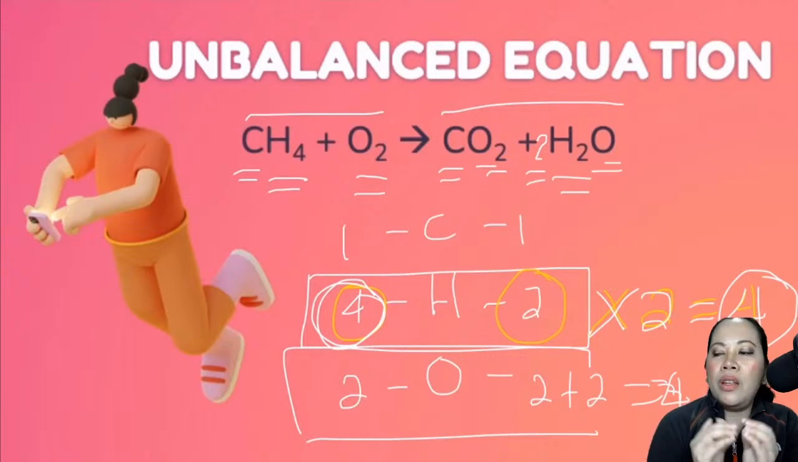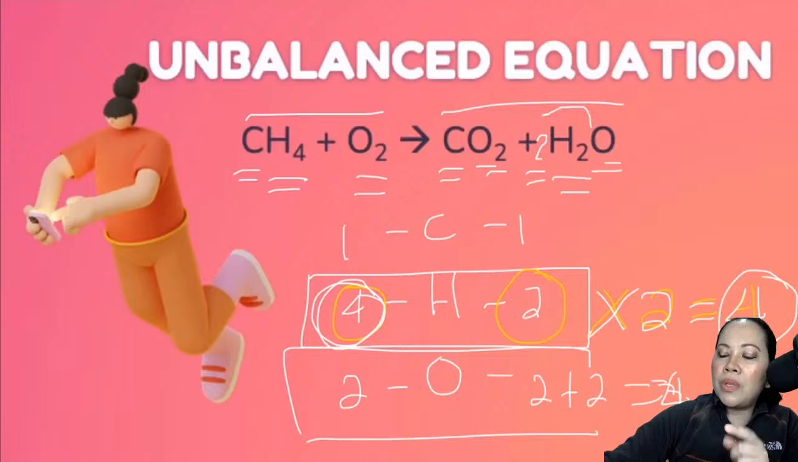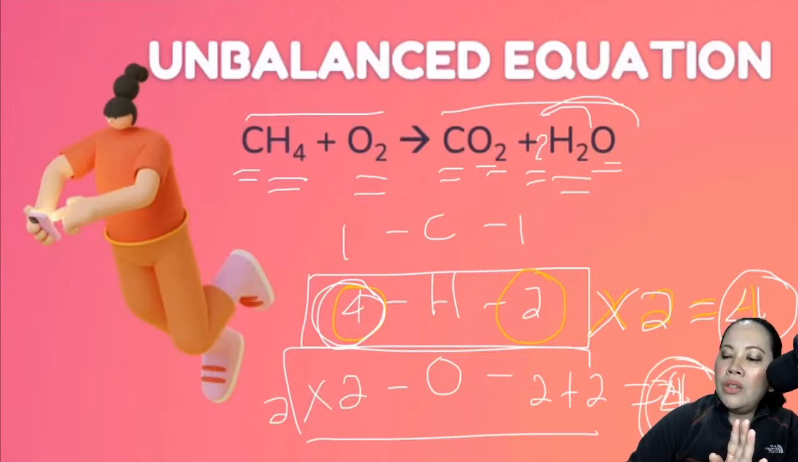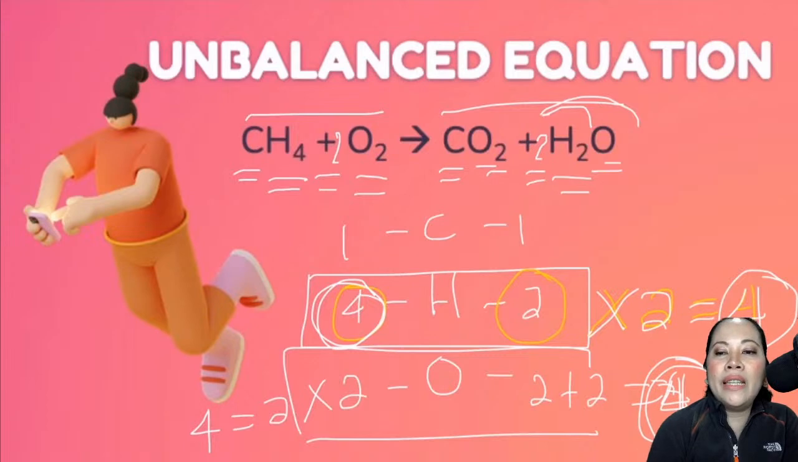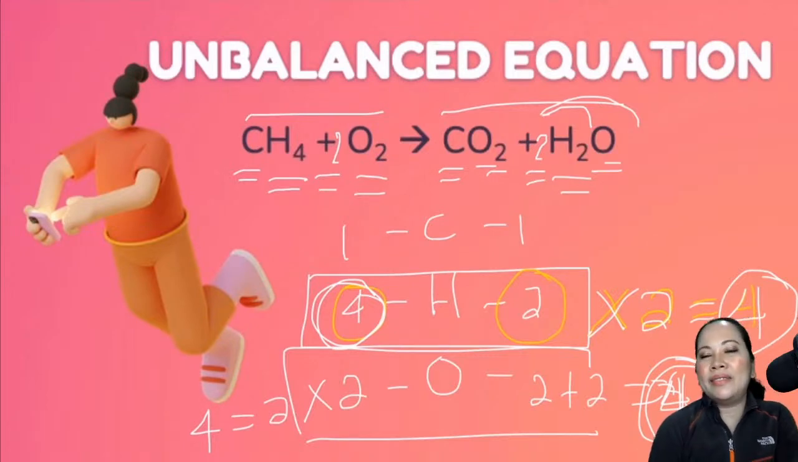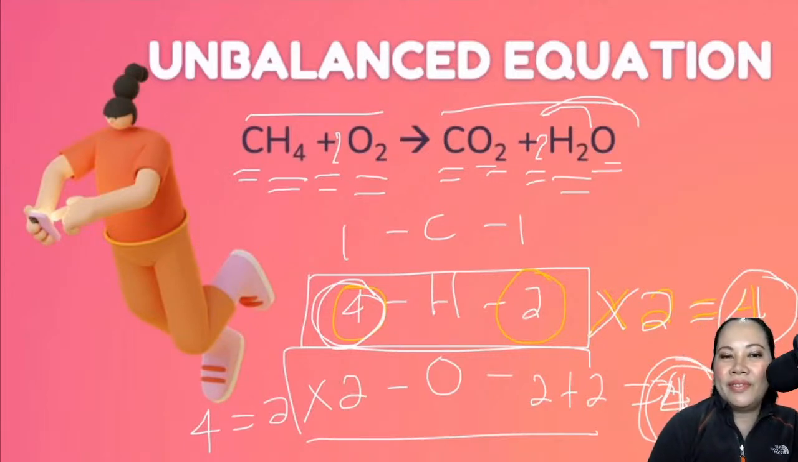Remember that your coefficients are being multiplied to each of your subscripts. So 2 times 2 will be 4 of your hydrogen. 2 times 1, if there's no subscript, that's understood to be 1. So that's 2. 2 plus 2 will be 4. So since that's 4, I have to multiply this by 2 so that I'll get 4 as well. So I'll put 2 here. Now that is already balanced. Alright?